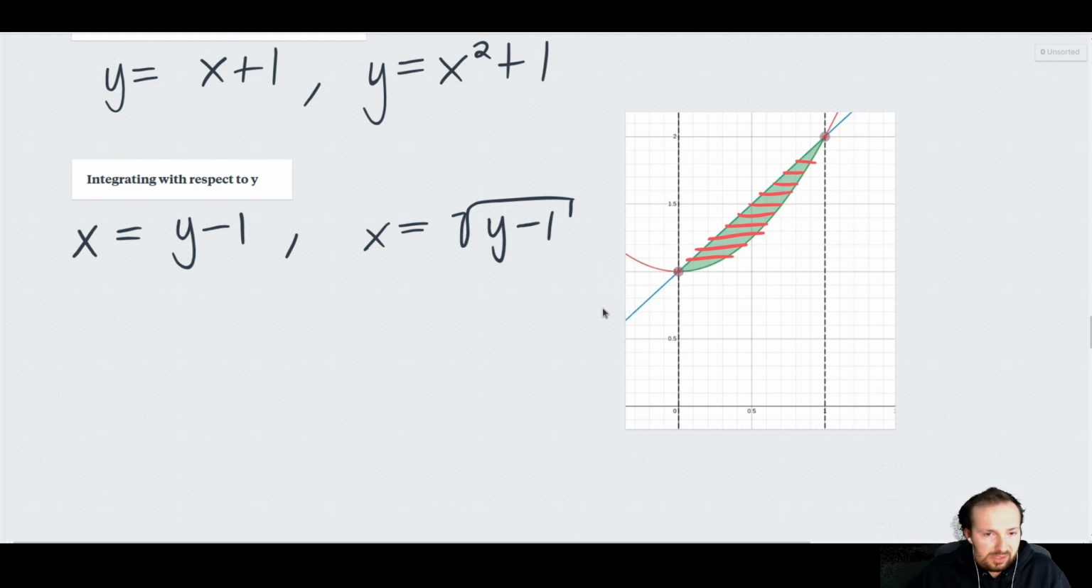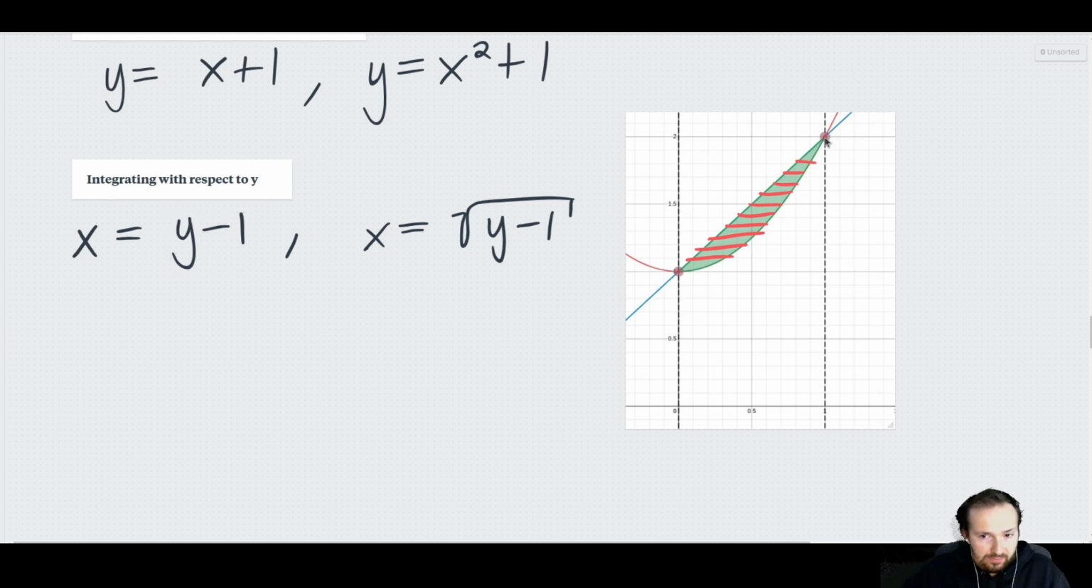So in the previous example, when we were integrating with respect to x, we were integrating between x equals 0 and x equals 1. Those were the x coordinates of the intersection points because we were dealing with x as the input variable and integrating with respect to x. Here, because we're integrating with respect to y, y is the input variable. We need to find the y coordinates of the intersection points.